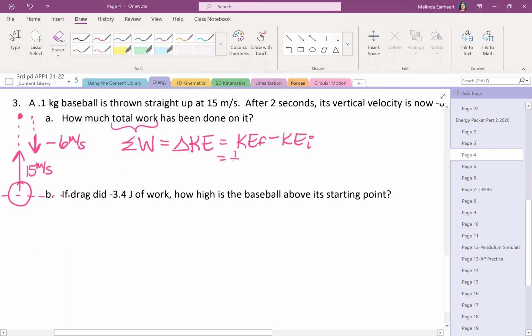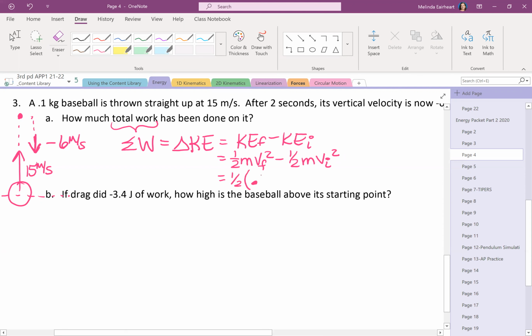One half mv squared. Now I'm running out of room, so I'm not going to, but since they gave us the mass, couldn't you factor out 1/2 m? Okay, as long as you know, don't say 6 minus 15 is 9 and let me square the 9. You want to take the difference of the squares. So I'm just going to leave it as is, just to save a little bit of room.